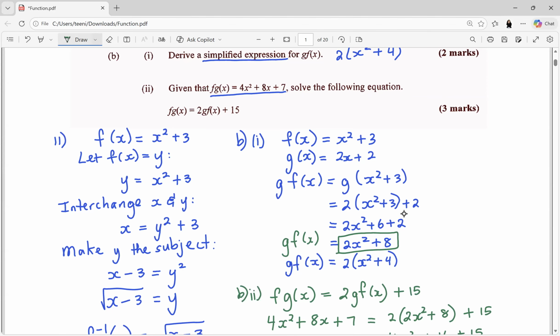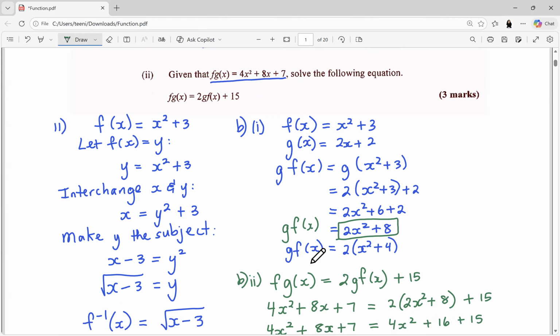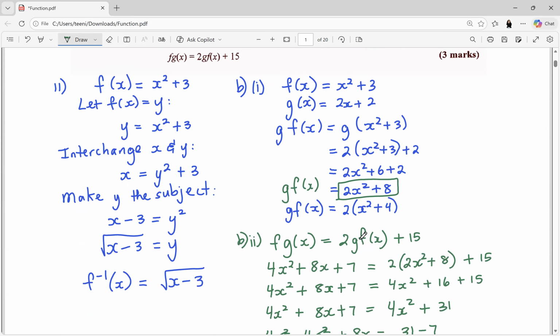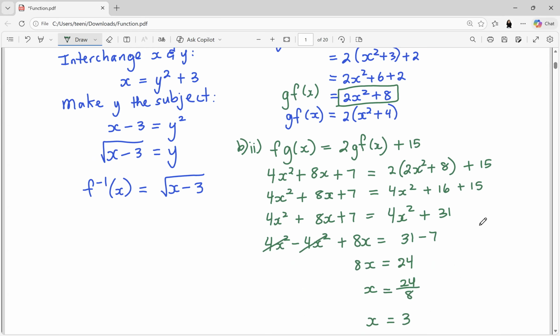So this is B part 2. Given that f of g of x is equal to 4x squared plus 8x plus 7, solve the equation f of g of x is equal to 2 by g of f of x plus 15. So f of g of x is given to you. So you replace that with what was given, which is 4x squared plus 8x plus 7. And then 2 by g of f of x literally means 2 times what g of f of x is. So 2 times 2x squared plus 8 plus 15. And now you simplify and you solve the equation.